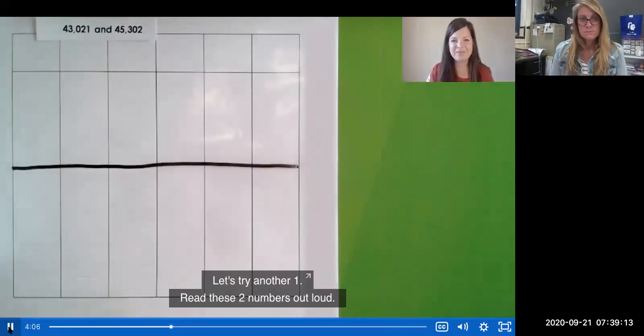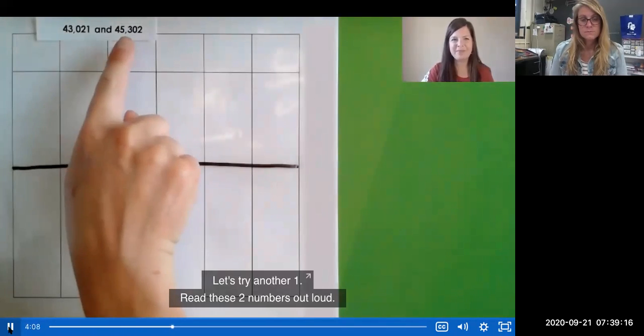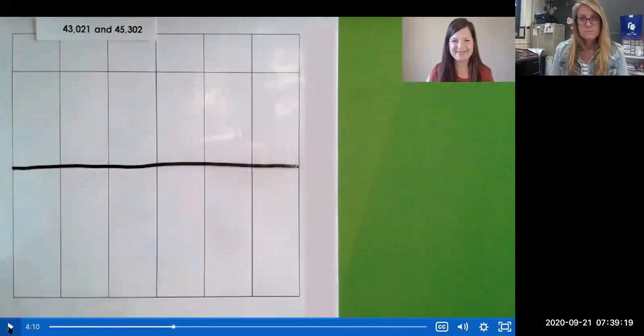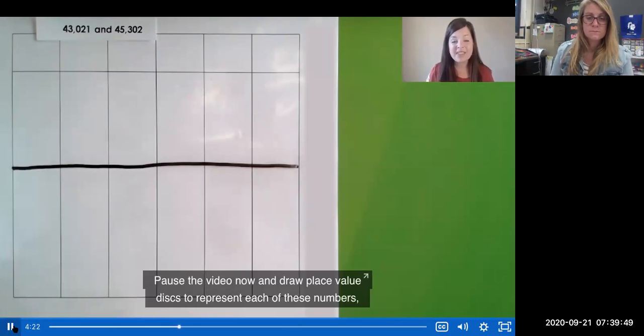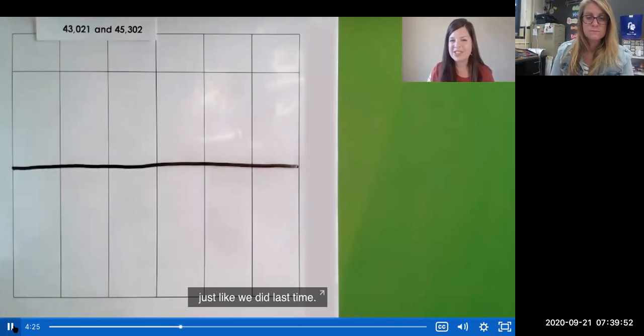Let's try another one. Read these two numbers out loud. Pause your video and read the two numbers out loud, and then put them into your place value chart in order for you to compare them. 43,021 and 45,302. Pause the video now and draw place value discs to represent each of these numbers, just like we did last time.